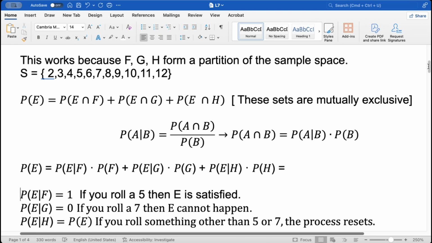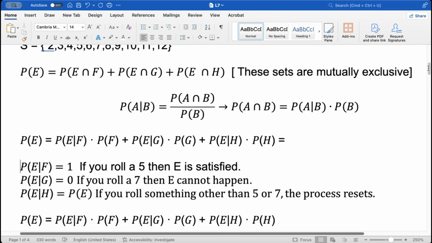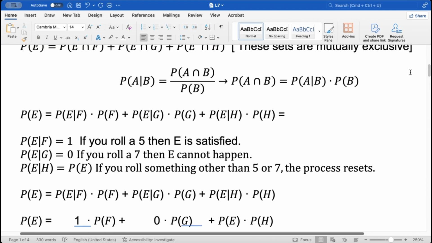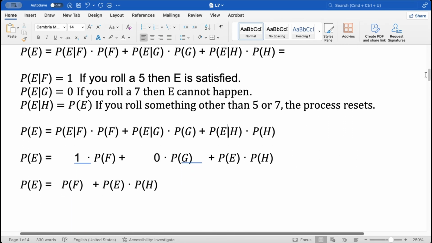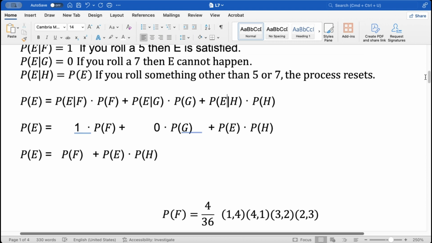All right, so we're going to put these together and figure out the probability of E. So we know that the probability of E given F was 100%, one whole. Probability of E given G, 0. Probability of E given H was equal to the probability of E. Okay. Now, what's the probability of F? F was rolling the 5. So how many ways are there to roll a sum of 5? There's 4 ways to do that out of 36. 1, 4, 4, 1, 3, 2, 2, 3.